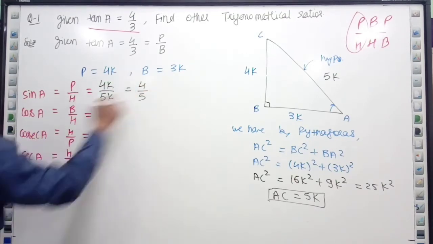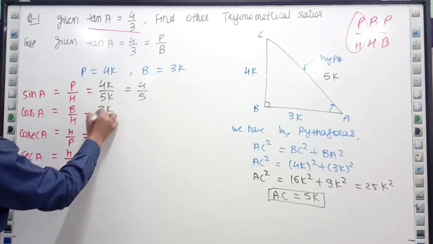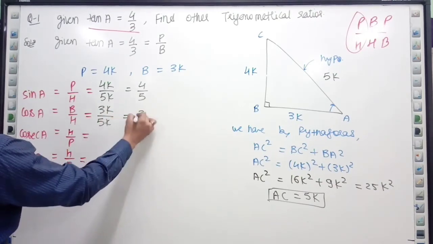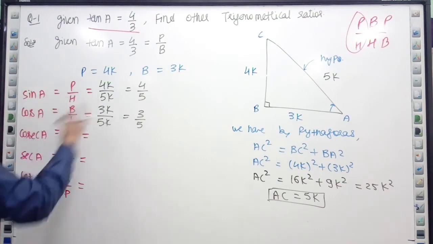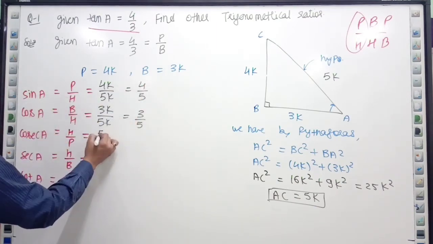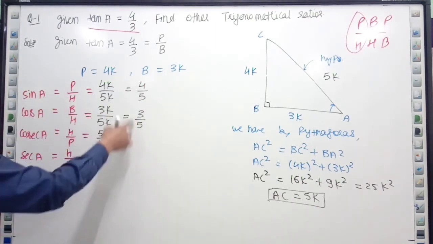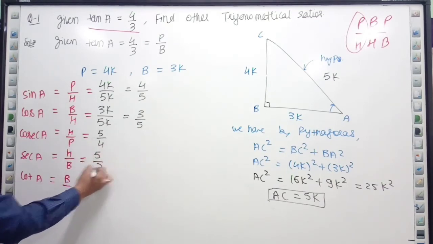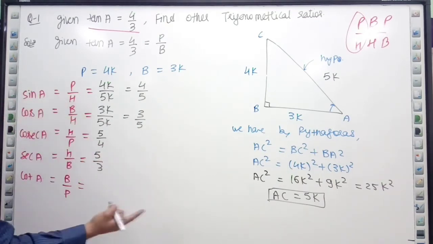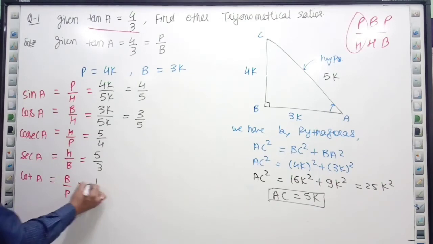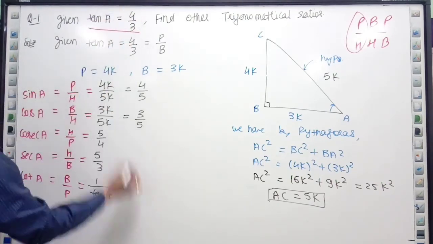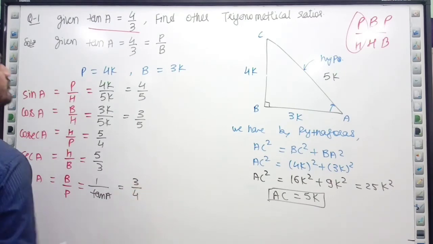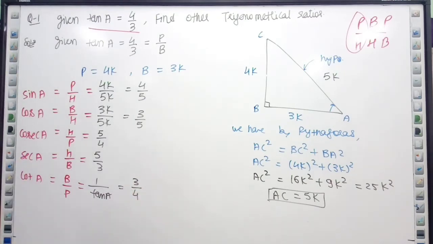So what we are writing here: perpendicular upon hypotenuse, 4k upon 5k, sin A is 4 by 5. Base upon hypotenuse, 3k upon 5k, cos A is 3 by 5. Cosec is the reciprocal of sin, sin is 4 by 5, so cosec will be 5 by 4. Sec: cos is 3 by 5, so sec is 5 by 3. Cot is the reciprocal of tan, 1 upon tan A. So if tan is 4 by 3, cot is 3 by 4, and these are the other trigonometrical ratios.